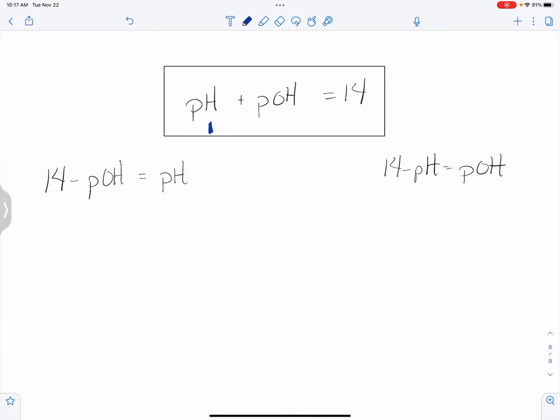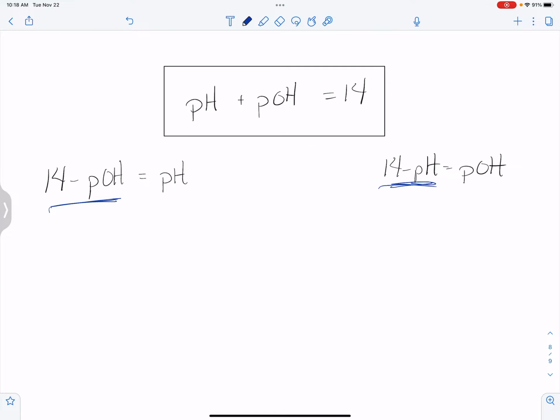So it's just they add to 14. So you do 14 minus either of them, gives you the remaining one. So it's like subtracting pH from both sides. That's 14 minus pH. Or if I subtract pOH from both sides, then it'd be 14 minus pOH equals pH. So that's just quick little easy subtraction. You'll get to the point where you just really naturally do just 14 minus the number. You don't even hardly think about what you're doing.